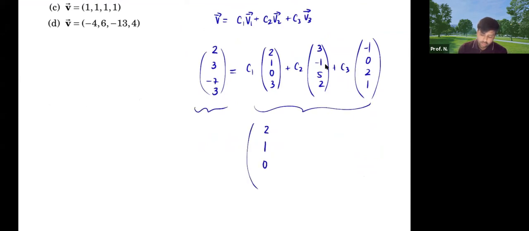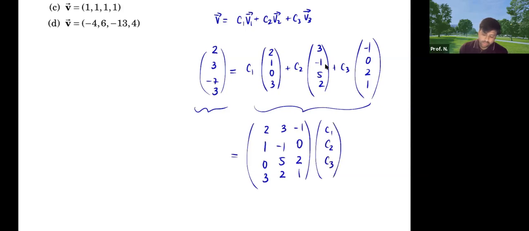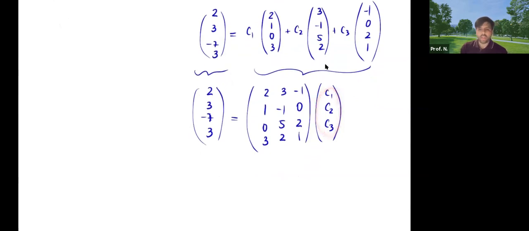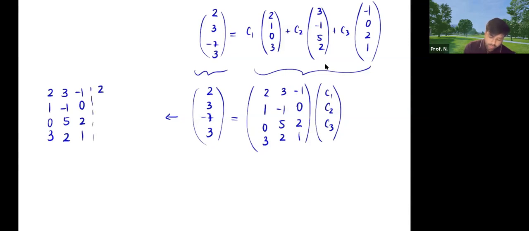This becomes 2, 1, 0, 3, the first column. Second column, 3, negative 1, 5, 2. And then the last column, negative 1, 0, 2, 1. And then this is C1, C2, C3, and this equals 2, 3, negative 7, 3. So I'm trying to solve this equation. I'm trying to find out what these entries here are. So the best bet from here is to create an augmented matrix: 2, 1, 0, 3, 3, negative 1, 5, 2, and negative 1, 0, 2, 1, and you augment it with this column vector, 2, 3, negative 7, 3.